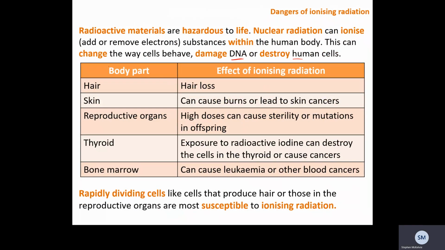The effect of ionization on different body parts: it can cause hair loss by killing the skin cells underneath your scalp. It can cause burns or lead to skin cancers on your skin. High doses of radiation can cause sterility or mutations in offspring. Have a look at some of the animals coming out of Chernobyl at the moment, and you'll see that they have mutated in some way.